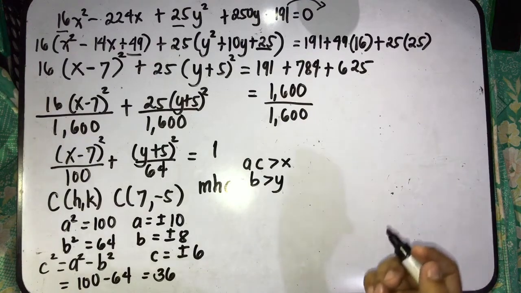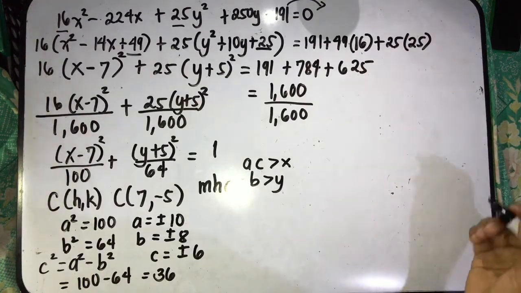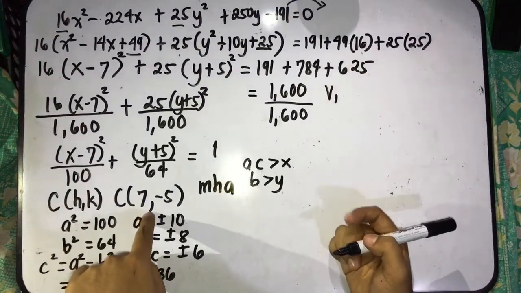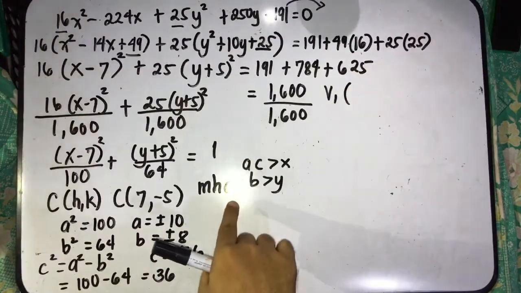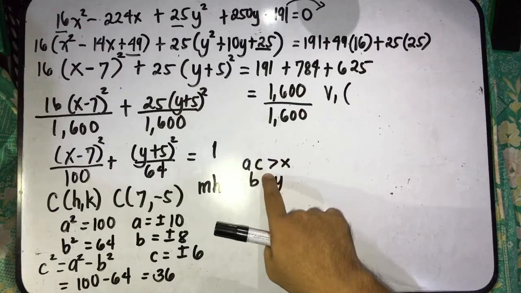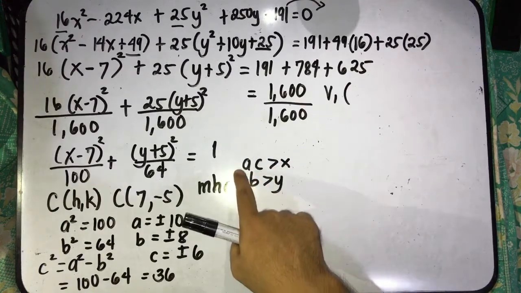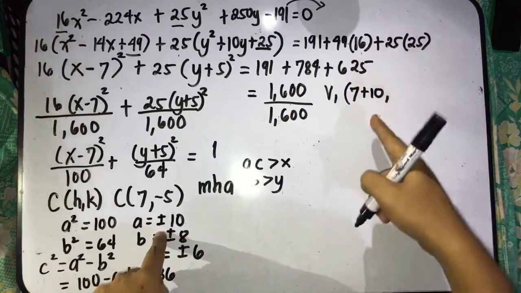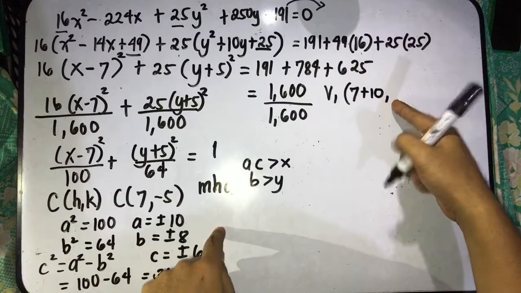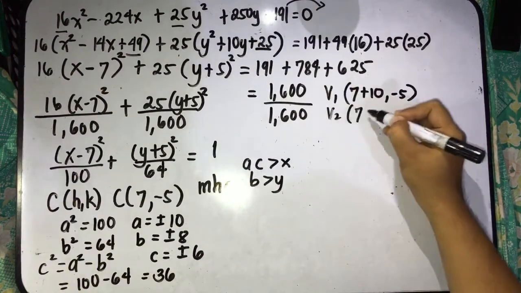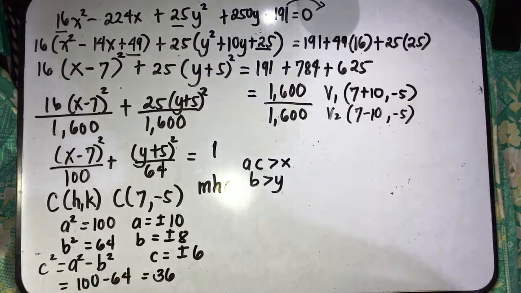So what is V1? What is V2? Okay, so V1 and V2 now, from the center, so the center is 7, negative 5. Anong sabi natin? Major horizontal axis. So si A at si C, si A kay vertex, si C kay foci. So, X daw siya makikita. So, ang kailangan galawin natin ay si X coordinate ng center. It is now 7 plus 10. 7 plus 10. And the Y coordinate is negative 5. Okay, V2. Where is V2? 7 minus 10, negative 5.